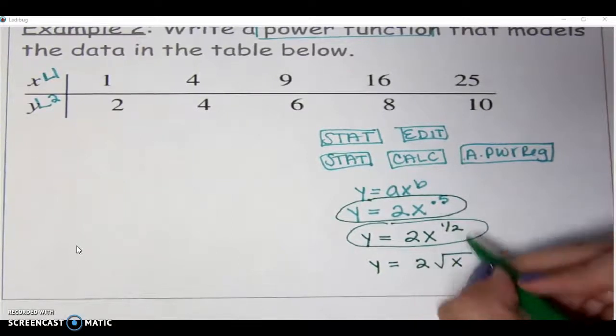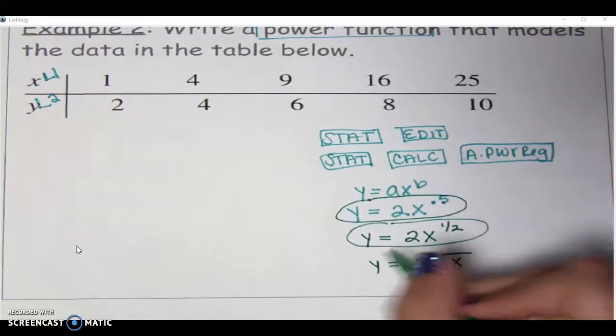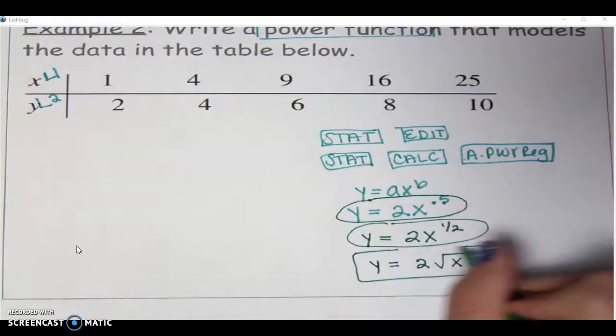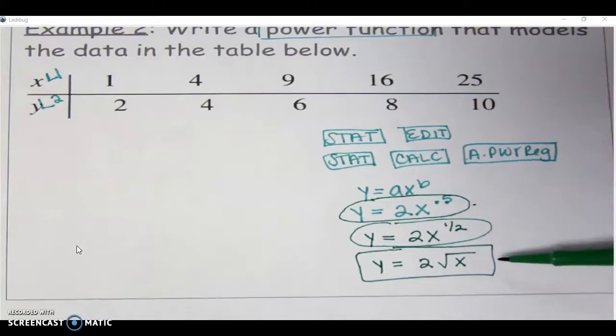And because it's 2 here, it would just be a square root, so you don't really have to write the 2. So the way this would probably be written on a multiple choice would be y equals 2 square root of x. So just make sure you know all these are the same thing, okay? This is a power function, but it could be rewritten like this.